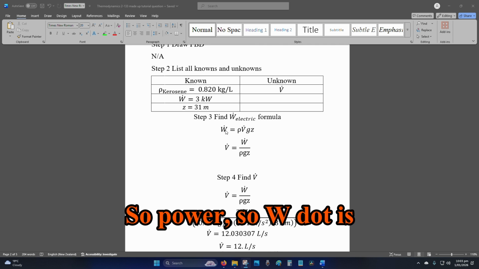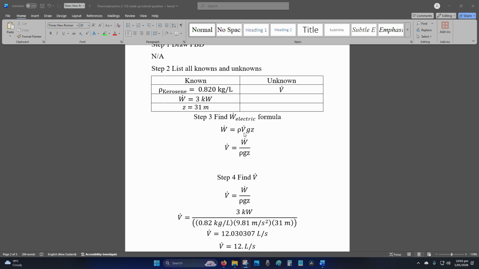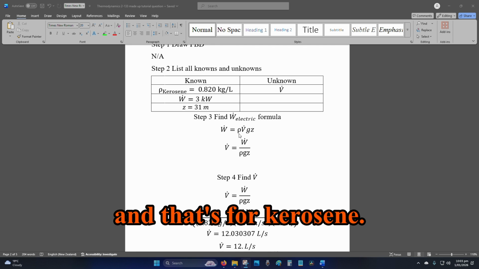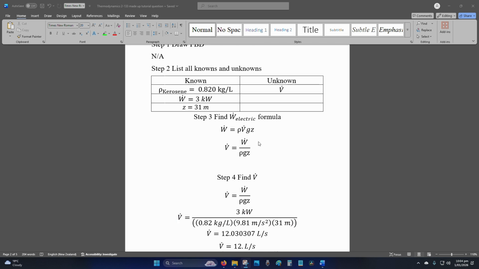So power, so W dot is equal to rho V dot G Z. So rho is your density, and that's for kerosene. Your V dot is volume flow rate, G is gravity, and Z is elevation.